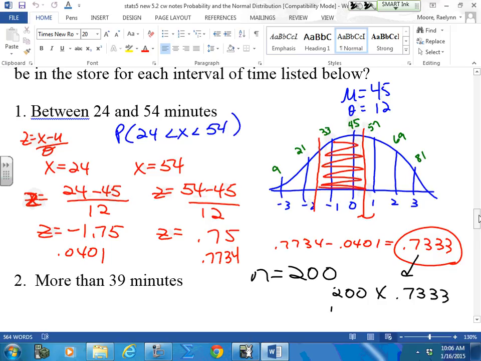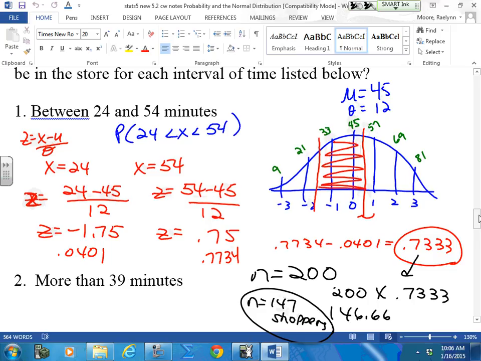So you get 146.66 shoppers. And could you have a partial shopper? No, so we're going to round. We're going to say 147 shoppers out of the 200 that just walked in will stay in my store between 24 and 54 minutes. Make sense?